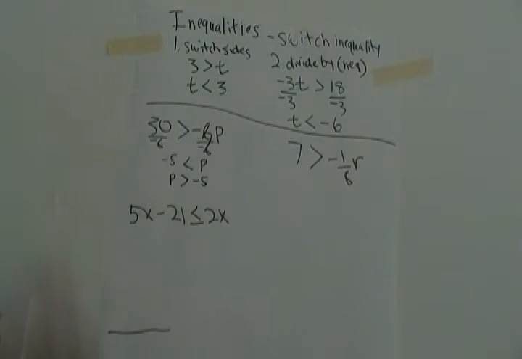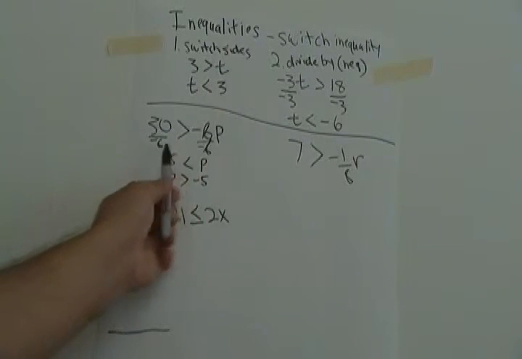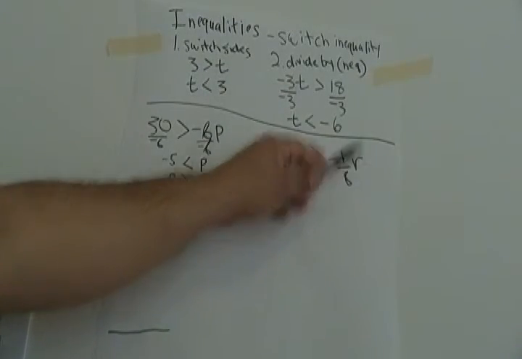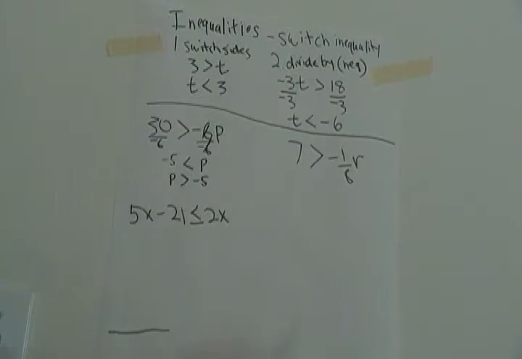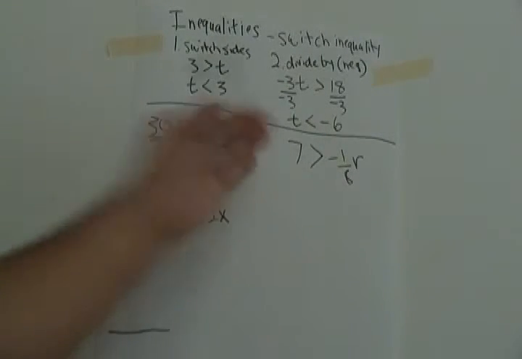Alright, let's go to the next one. We have something very similar to the previous problem. We have the variable on the right side, and we have a negative coefficient, or negative number here. So we're going to switch the sign twice again.